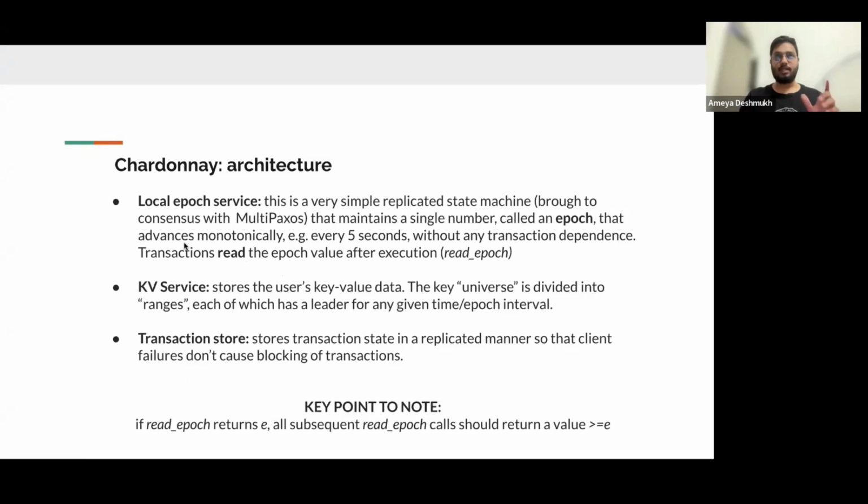The main thing to note here is that transactions in Chardonnay read the epoch value after execution. So it's not like it's being written to or anything else is done with it. It's just being incremented at a set time interval by the system. But transactions read the epoch value after each execution. They do so via an RPC call called read_epoch. And the most important point to note here is that if read_epoch returns E, all subsequent calls from any client to read_epoch should return a value which is greater than or equal to E.